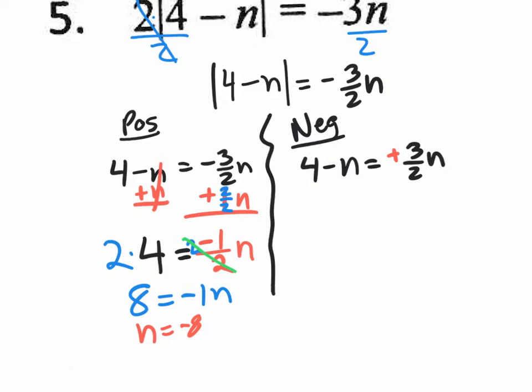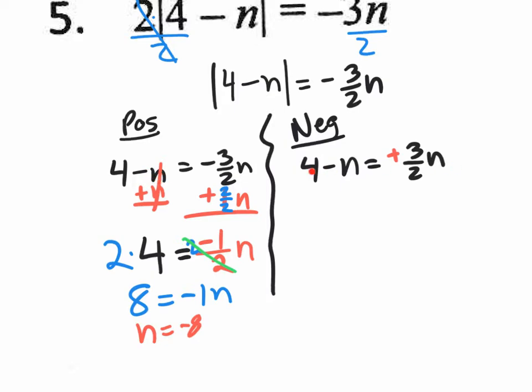Good question, and that is the beauty of math. There's many roads to the same place. So you could get rid of the fraction from the beginning if you wanted to. You could multiply this by 2, making it a negative 3n, but you'd also have to multiply both of these by 2. So this would become an 8, this would become a negative 2n as well.